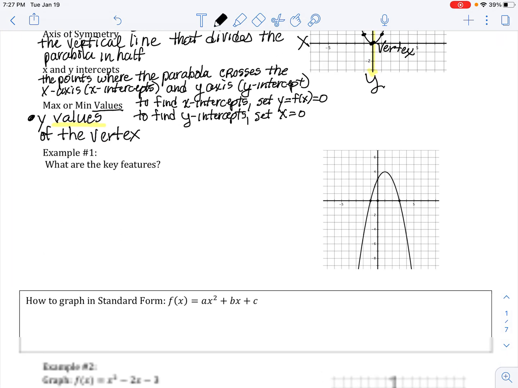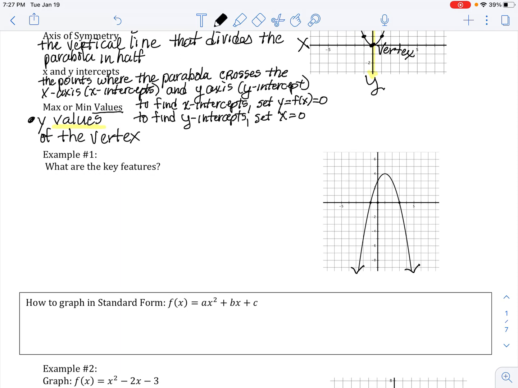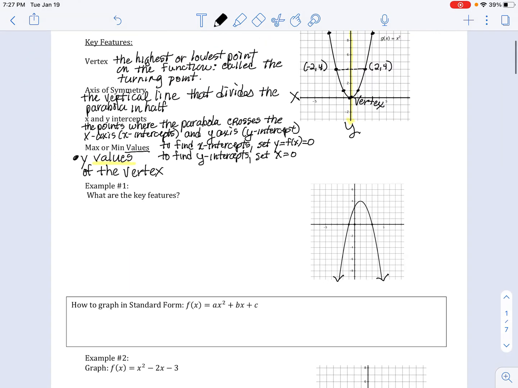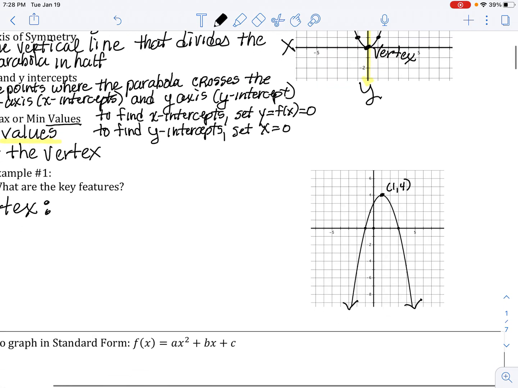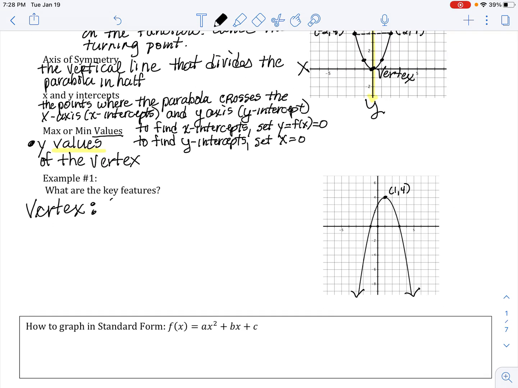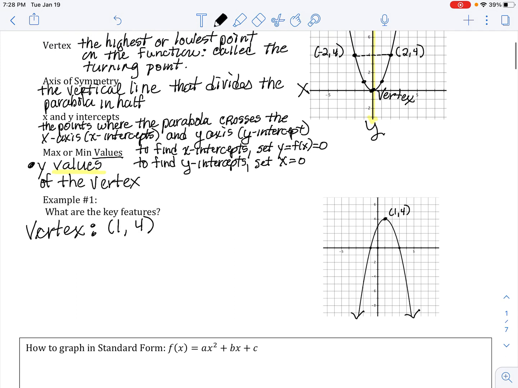All right, so let's try an example. What are the key features of this quadratic? All right, so I'm going to go ahead and put some arrows there. The arrows should be there. So let's start with the vertex. All right, so I'm going to check out what the ordered pair is. So that is at 1, 1, 2, 3, 4. So that's the ordered pair 1, 4. And so that is the location of the vertex of this parabola.